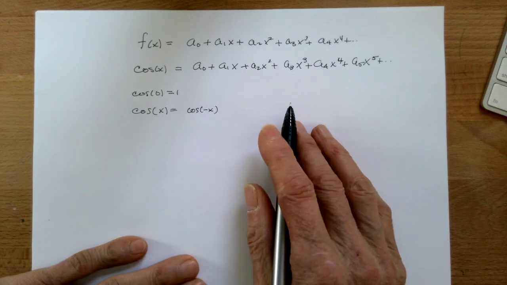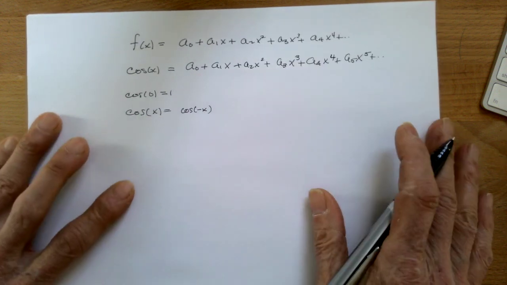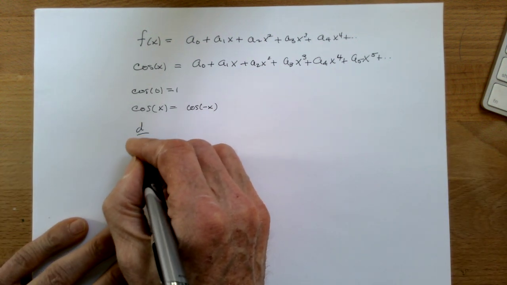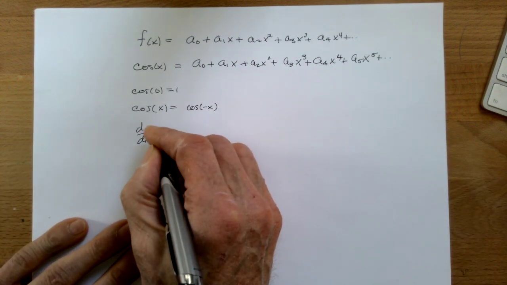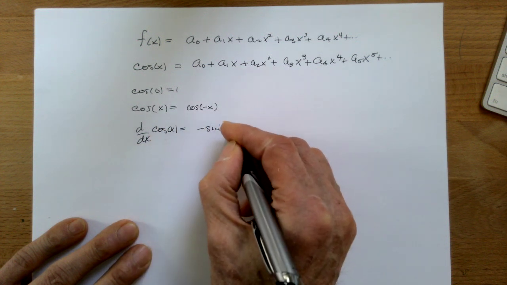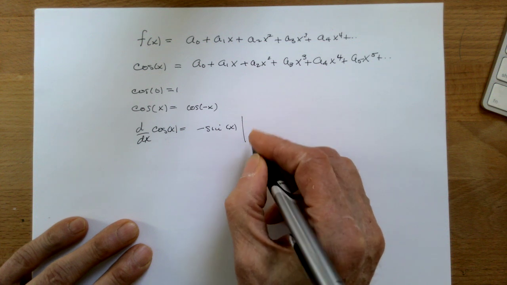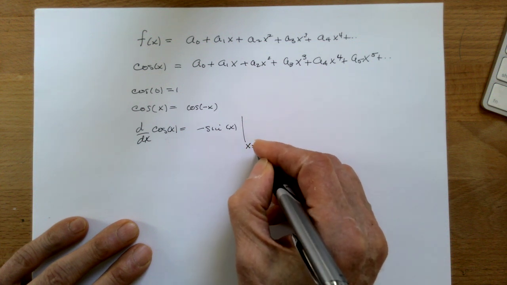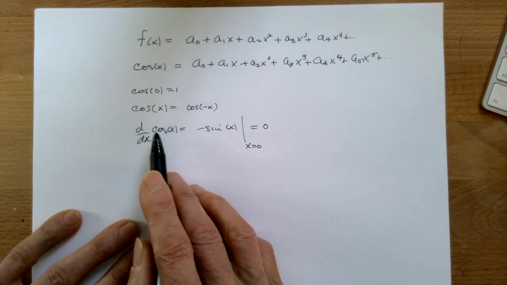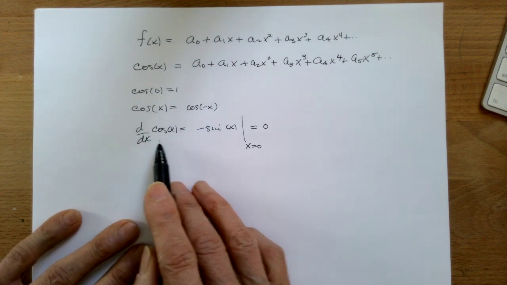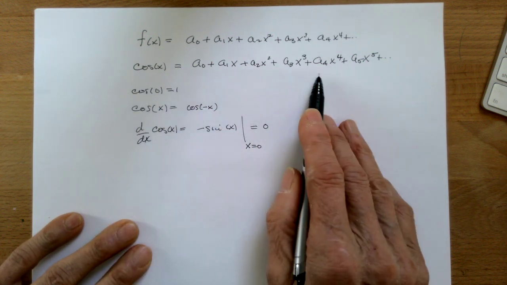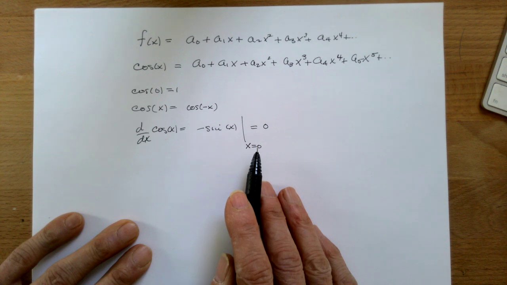The other thing we know about the cosine, of course, is that the derivative of the cosine is the sine, actually minus the sine. And we know the value of that at 0, which of course is 0. So we know the value of the cosine and its derivatives at 0. So let's go back to this equation and try using those facts.